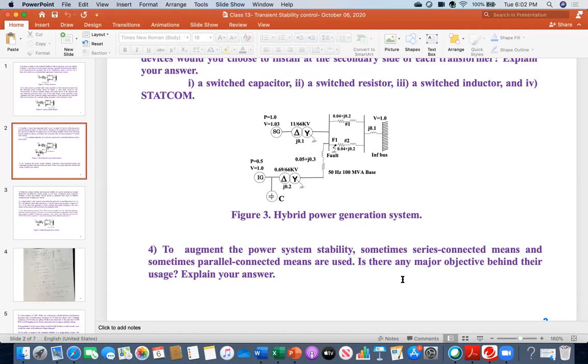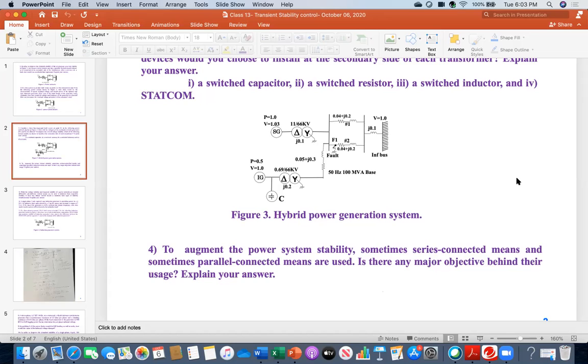So what is the philosophy behind that? Is there any major objective? That is the question. Could you guess what is the difference between a series connected device and a parallel connected device? Both will improve the stability. The objective of both is to improve stability. But what is the driving force behind the choice of this one versus this one? What will each control?